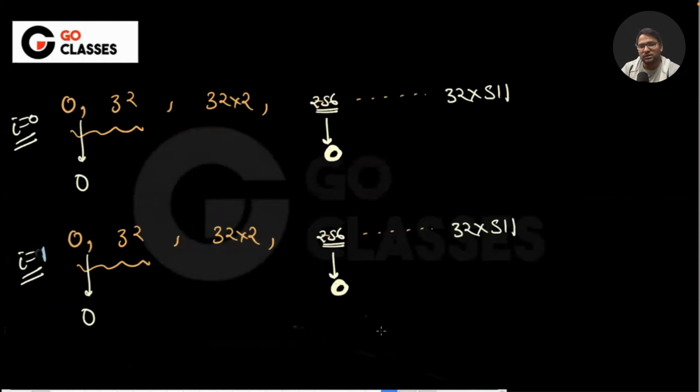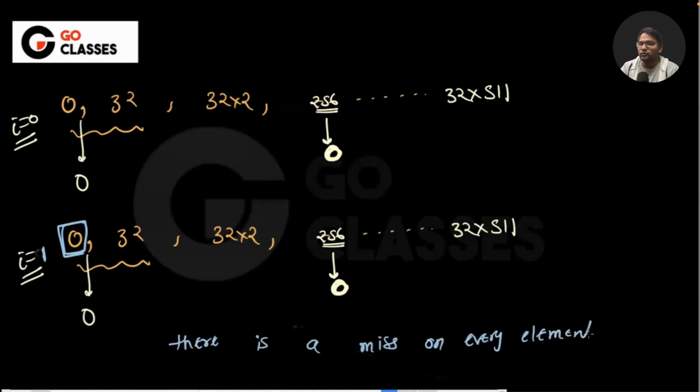This is 0, this is again 0, right? So the moment you access this 0, is this block number 0 replaced with some other block? That's the only thing that we needed to find out. Tell me, is this replaced? So the answer is yes. That's why there's a miss on every point. And that's how we can solve this question.